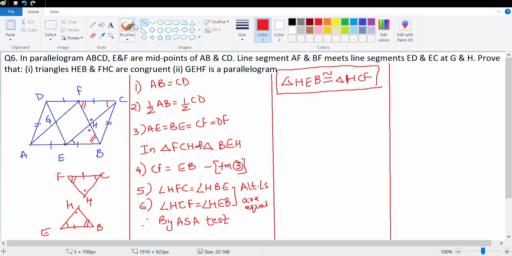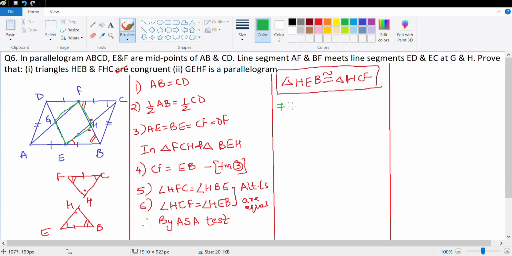Let's look at what's the second part and see how we can find the answer. So the second part says prove that GEHF is a parallelogram. So if I have to prove that GEHF is a parallelogram, I'll have to prove that GF and EH are parallel, and I have to prove that GE and FH are parallel. So let's see if they form a part of any triangle where I can get two midpoints. Now that I've proved these two triangles are congruent, which means I can prove that FH will be equal to HB. So let me start writing that first.